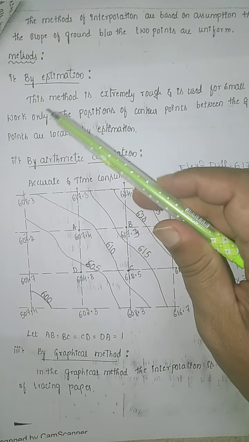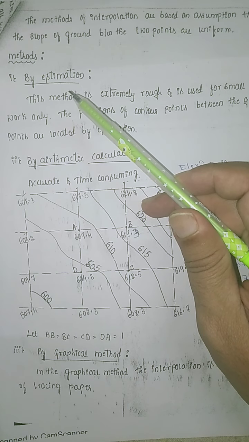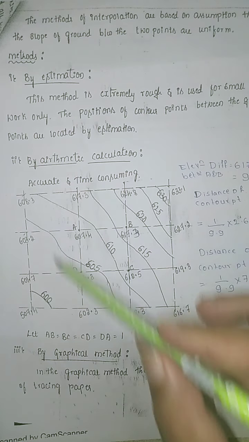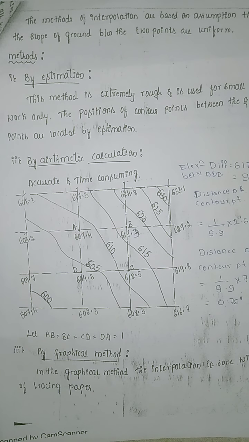In the interpolation of contours, what we exactly do is space the contour proportionately between the plotted ground points by the indirect method. If some area is given to you, and some RLs have been given to you, in those RLs you need to fix those contour lines. For that reason we have the contour interpolation. The first method, by estimation, is extremely rough and used only for small scale work. The position of the contour points between the guide points is located by estimation.